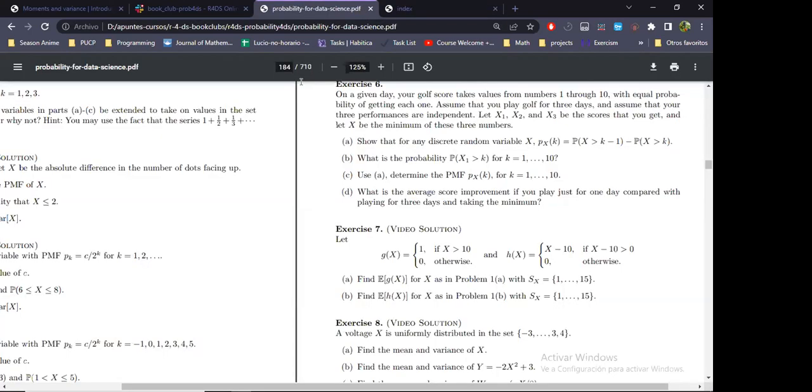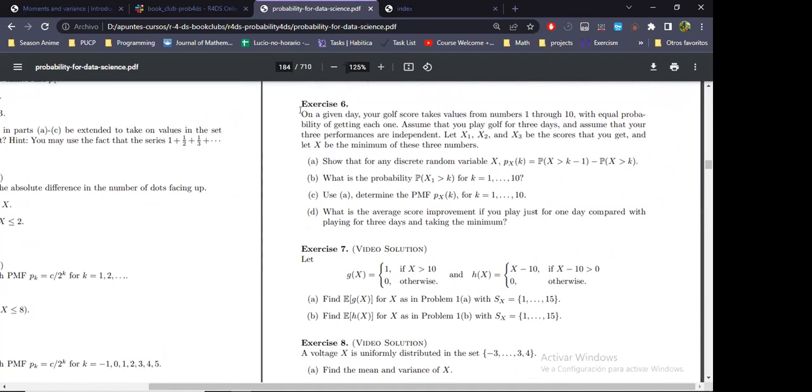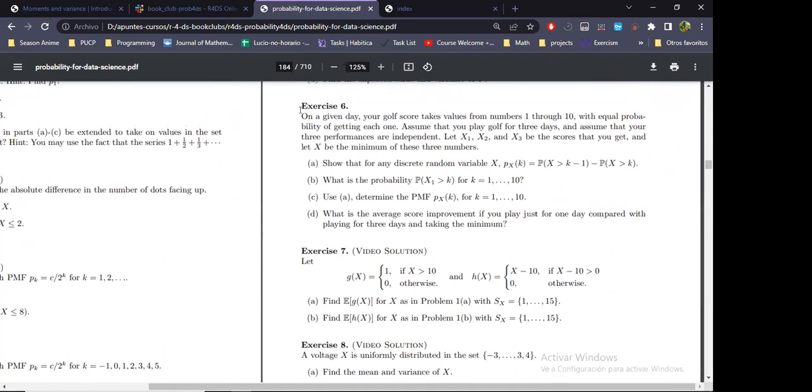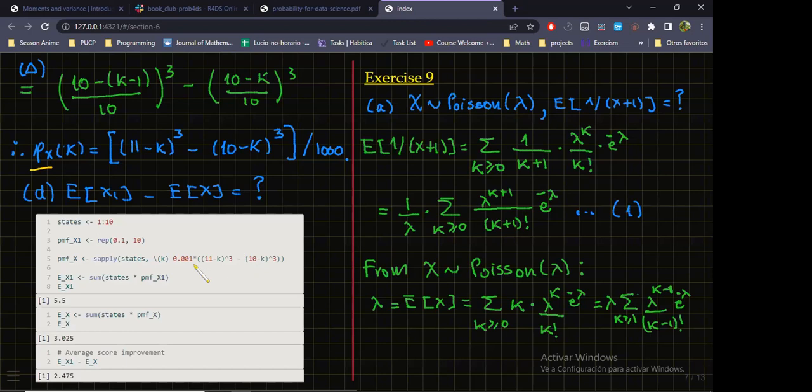Now, the last part of this exercise is actually an interesting question. It says, what is the average score improvement if you play just one day compared with playing for 3 days and taking the minimum? So in the first case, it's the average for x1, you play one day. And in the second case, it's the average for x, the minimum of the score of the 3 days. So once again, we can calculate it via R.